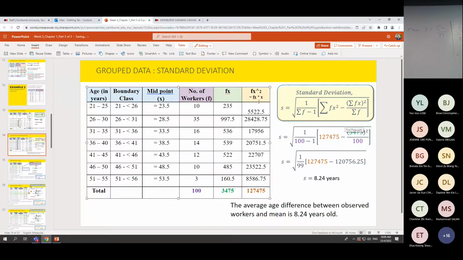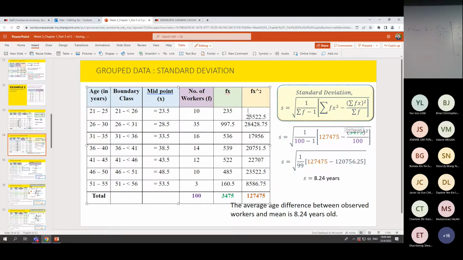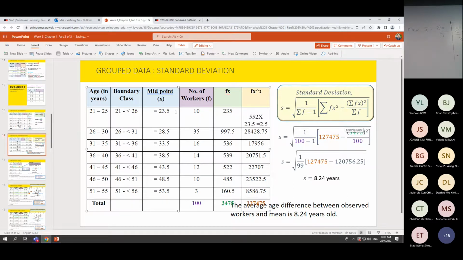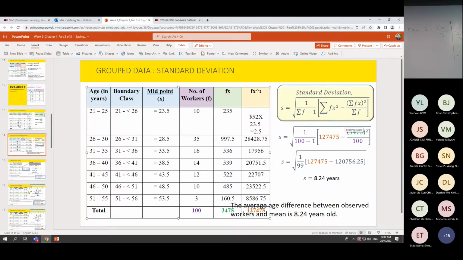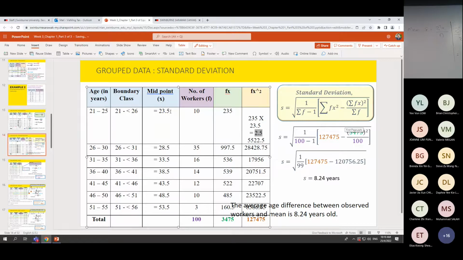Okay. fx squared means fx multiplied by x. For the first class, we use 235 multiplied by x, which is 23.5. So 235 multiplied by 23.5. What is the answer you get? Can somebody else use a calculator? 235 multiplied by 23.5.